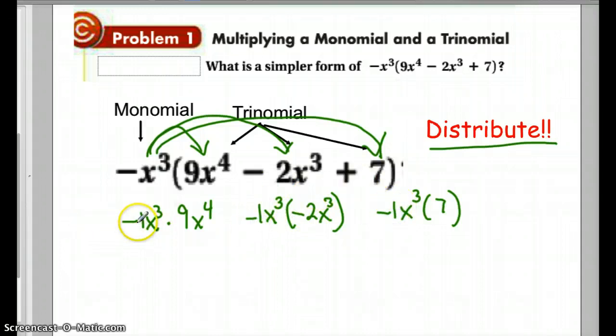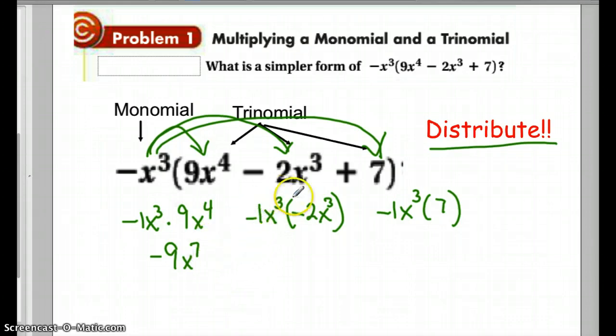Okay, so what we're going to do is first multiply negative 1 times 9, and we get negative 9. Then we're going to multiply x to the third times x to the fourth, which we know is going to be x to the seventh.